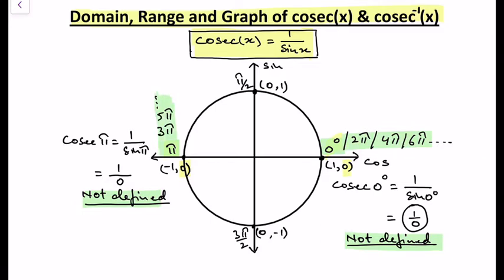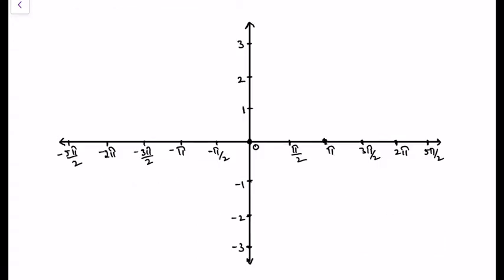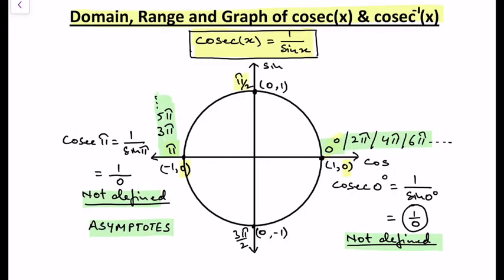Now since the function is not defined at these angles, we will have asymptotes at these points. So let's first draw the asymptotes at 0 degree, pi, 2 pi and similarly on the other side at minus pi and minus 2 pi. Now at pi by 2, cosec pi by 2 is 1 over sin pi by 2, where sin pi by 2 is 1, so it will give us 1.